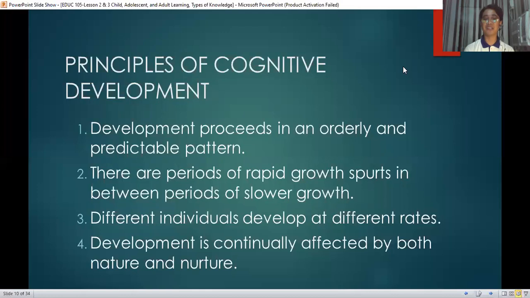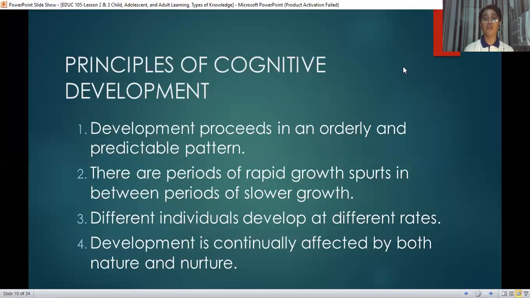Therefore, there are certain tasks that a child can do, that an adolescent can do, and an adult can do. Given this principle, we should understand as teachers that we cannot force or expect abstract reasoning from young learners that should be similar to adult learners. Expect that, because adult learners gain more experience than young learners. Okay, so remember, it comes in an orderly and predictable pattern.